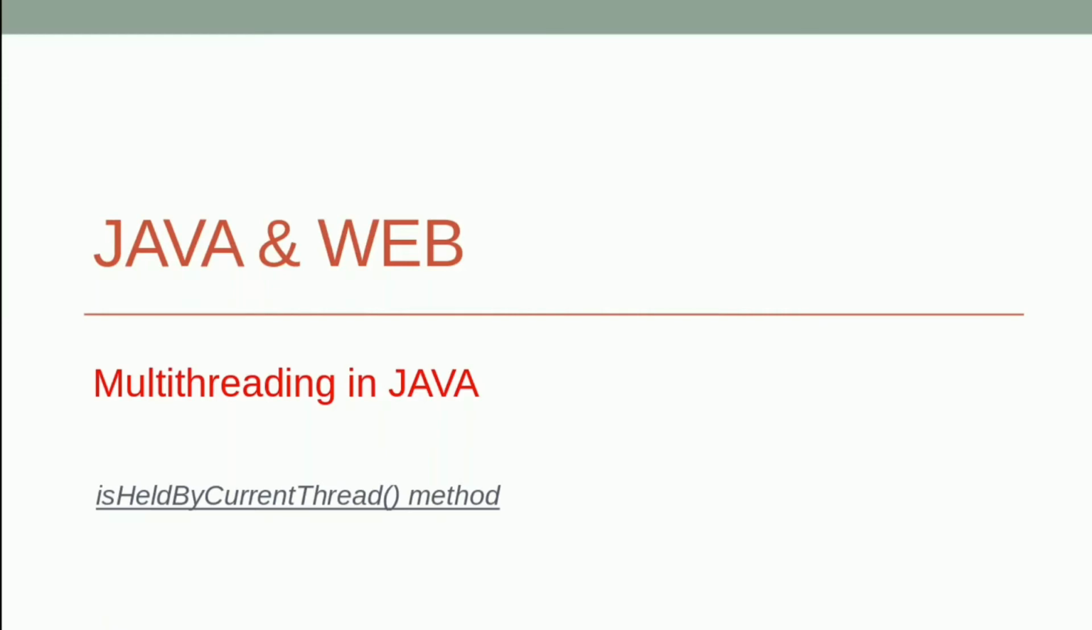Sometimes we just want to know if a lock on a ReentrantLock class has been held by the current thread or not. For that we use the isHeldByCurrentThread method of the ReentrantLock class.